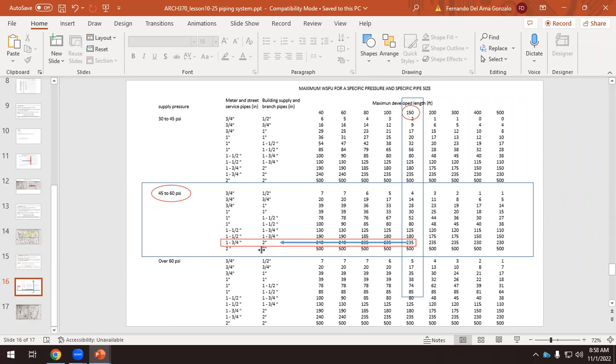Okay, so if you haven't done this in Revit yet, you can start with the main branch with 2 inches, and then you won't have to change it.